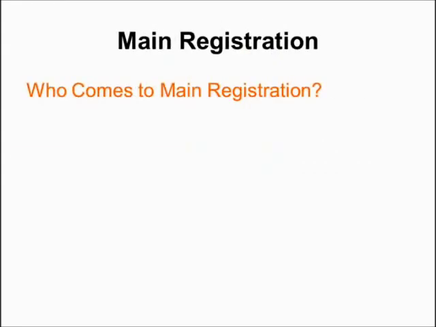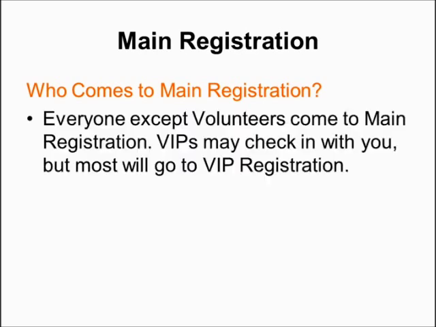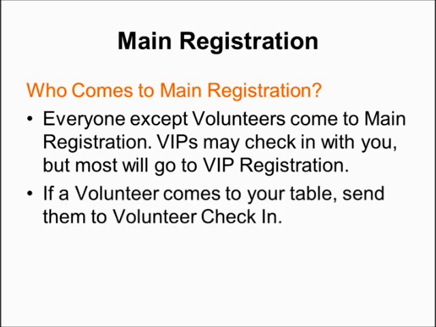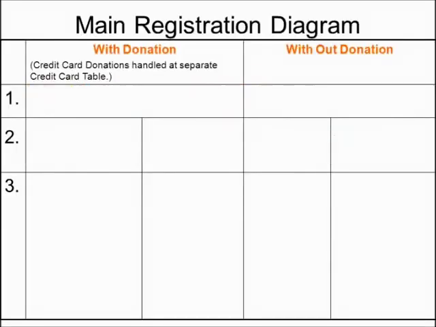So if you are placed in main registration, who will come to main registration? You'll be working with everyone except volunteers. VIPs may check in with you, but most will go to VIP registration. If a volunteer comes to your table, send them to volunteer check-in. Main registration diagram. This is a diagram of how your day will go if you are working in main registration. Let's go over a couple scenarios.